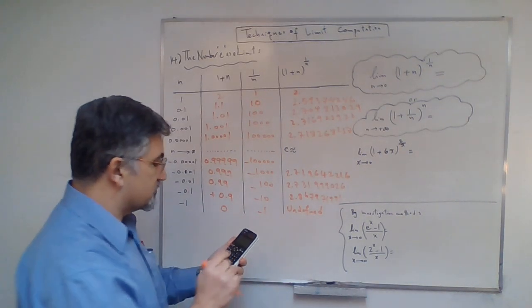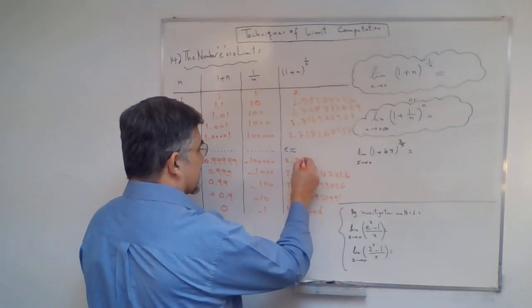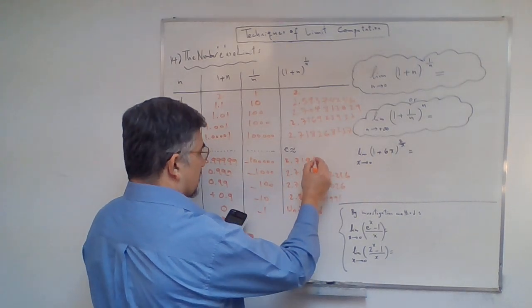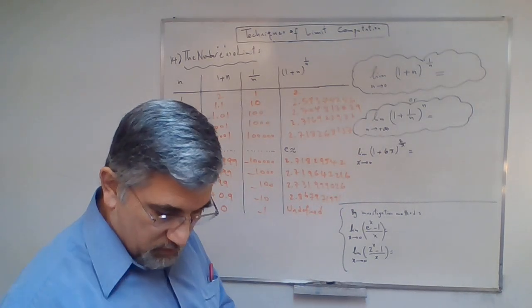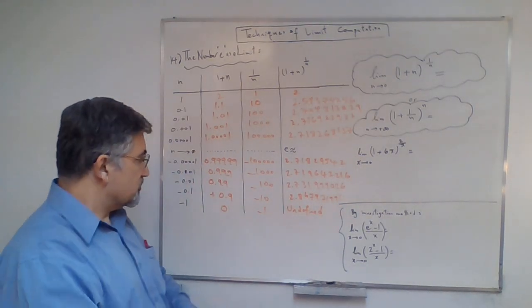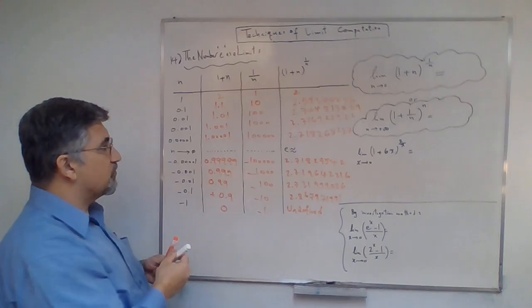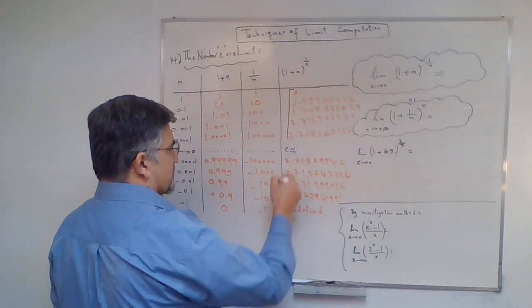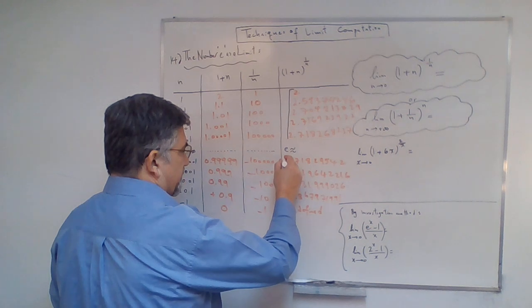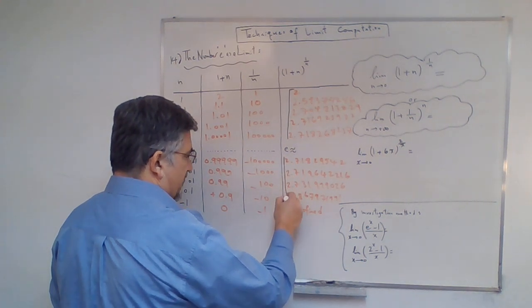100,000 has 5 zeros. So I get 2.71829542. Okay, so when you look at all these numbers, you notice something, that 2 is always there. So we see that 2 is always there, and even here we have 2.